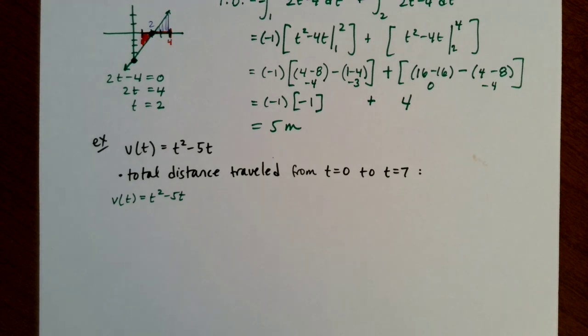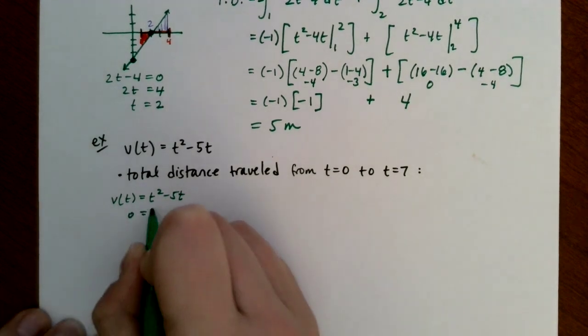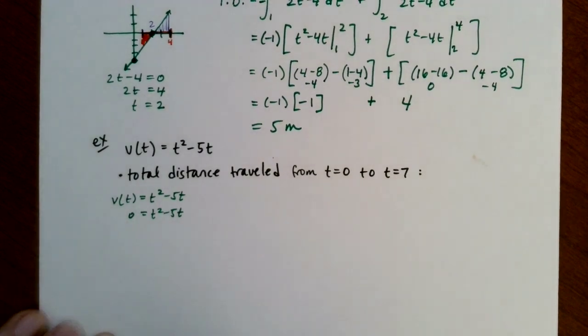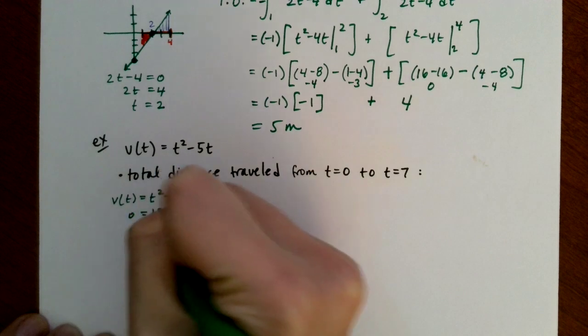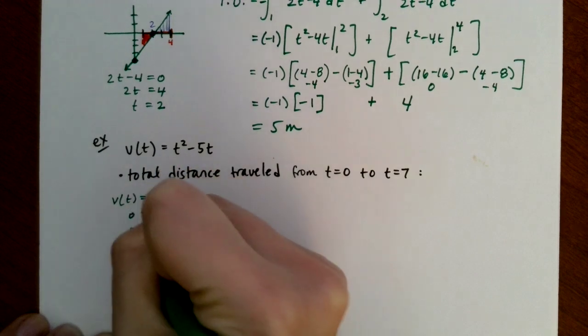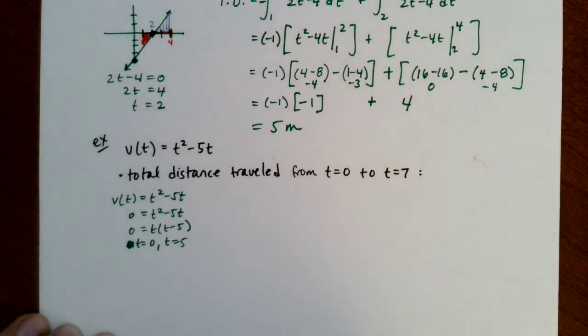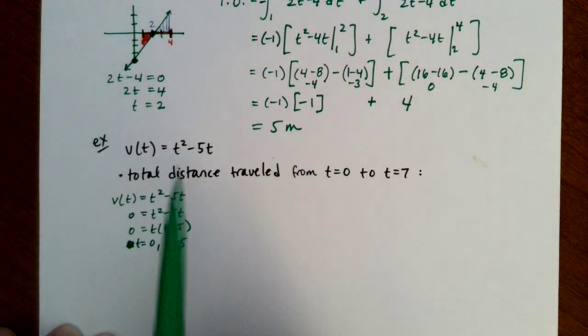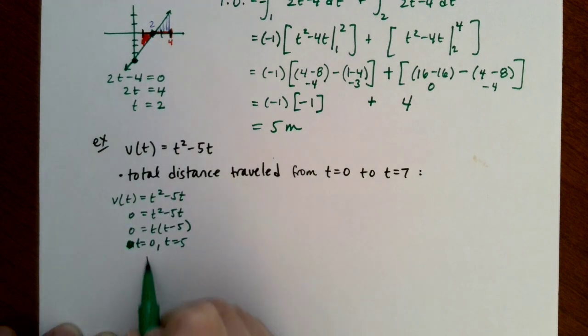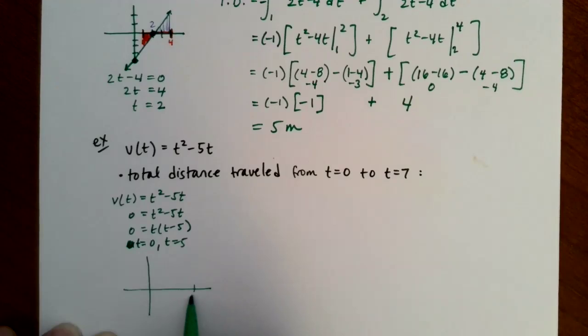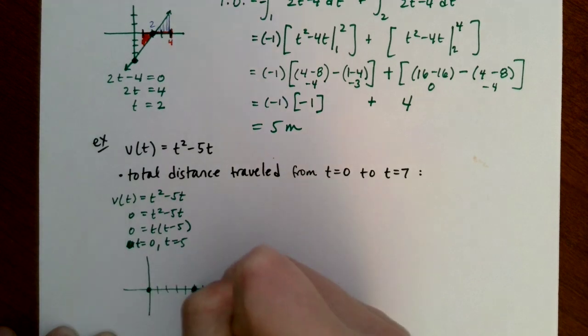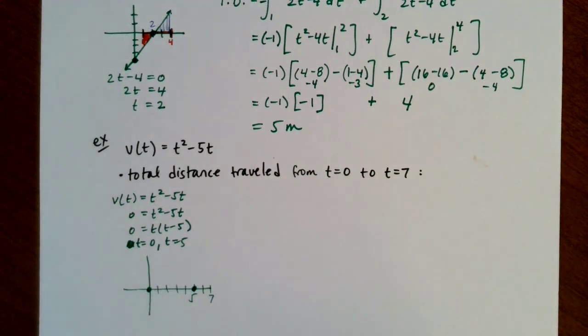So again, I'm going to start by setting it equal to 0 and solving so I can get those x-intercepts. So I have t equals 0, t equals 5. Having 2 solutions here versus 1 here makes sense because that was a line. This is a quadratic. Okay, so I have x-intercepts at 0 and 5, and I have options for how to fill in the rest of this information.